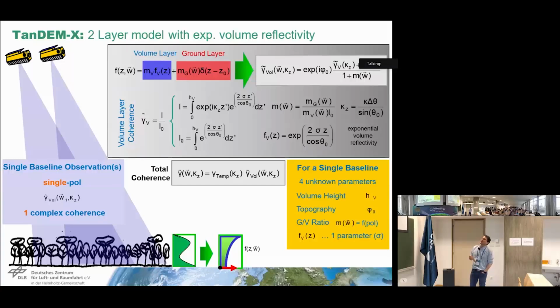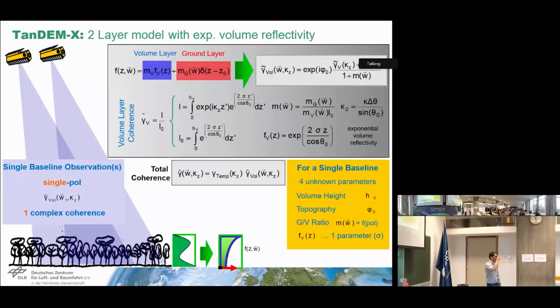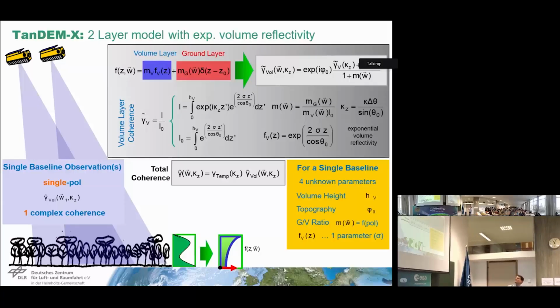Now, single pol, we said. Single pol, now this is a disaster because we already have 4 unknown parameters. So you have the height, the topography, 1 ground to volume ratio, and we said even with the most simple and wrong hypothesis about the volume, you get 1 parameter that you need to estimate. So this means 4 parameters in total. You measure with TanDEM-X. Normally, you measure 1 coherence in HH. So 1 complex coherence means how many real numbers? 2 real numbers. So you see, you have 2 numbers here, 4 numbers that you need to know.